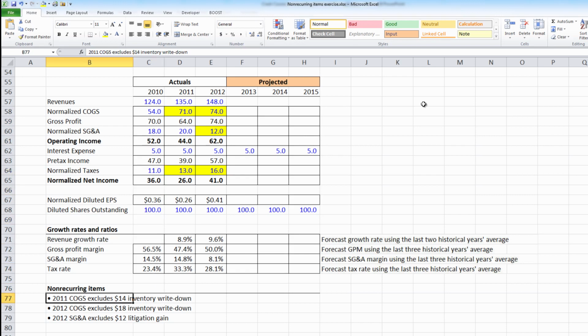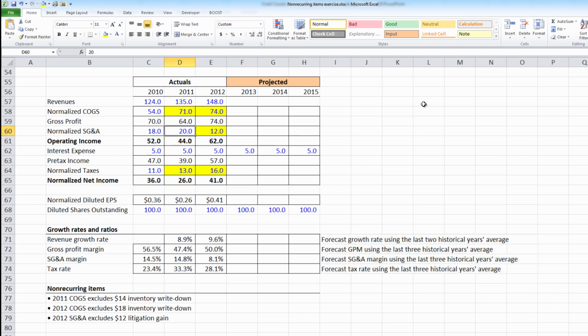We're told that 2011 cost of goods sold has $14 in inventory write-downs embedded within it. 2012 cost of goods sold has an $18 inventory write-down, and then 2012 SG&A has a $12 litigation gain. So we're going to have to make some adjustments to these historical financials, these GAAP-based financials, and we're going to see how that affects our historical EPS, and then what we're going to forecast using the same methodologies for growth rates and margins that we did in the past, and we're going to see how that compares to the past EPS, forecast EPS results and operating profit results now that we've altered our historical.